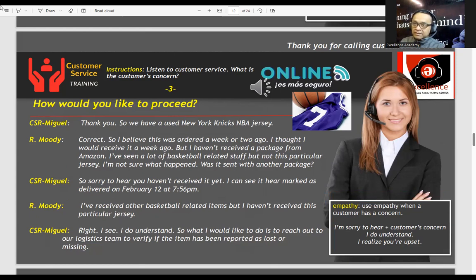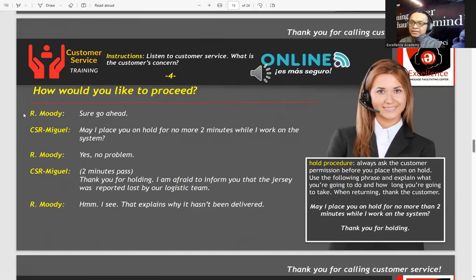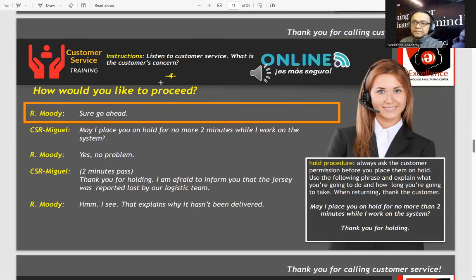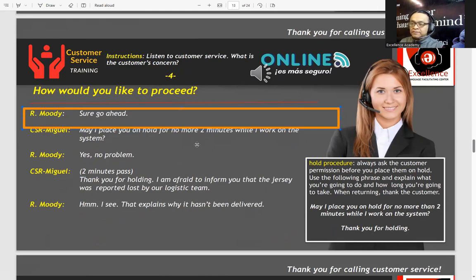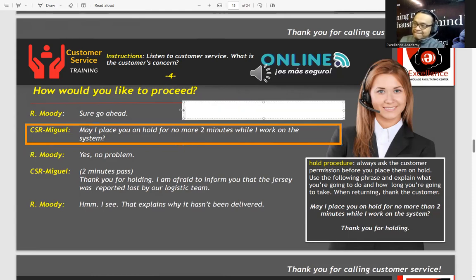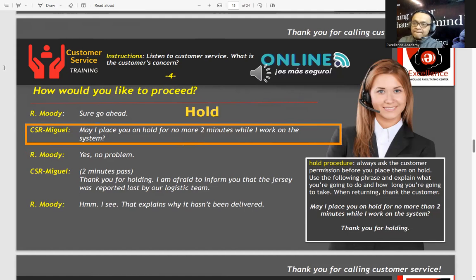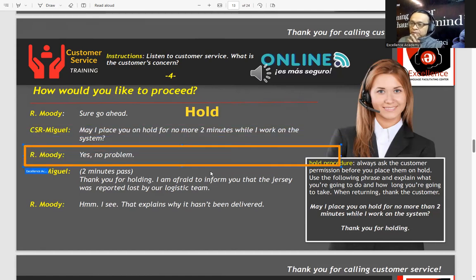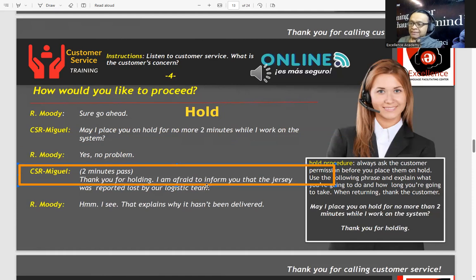Let's go to the next screen. We're going step by step. Screen 4. The customer is okay with him contacting another department. The CSR says here, may I place you on hold for no more than 2 minutes while I work on the system? So he's using the hold procedure, requesting the hold. The customer has no problem with a hold. 2 minutes pass and the agent returns by saying, thank you for holding.